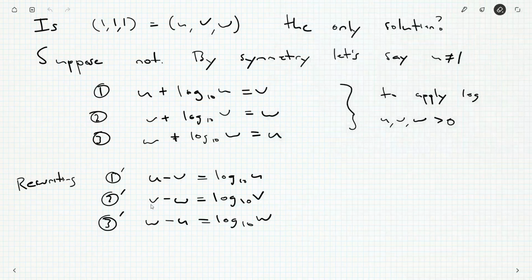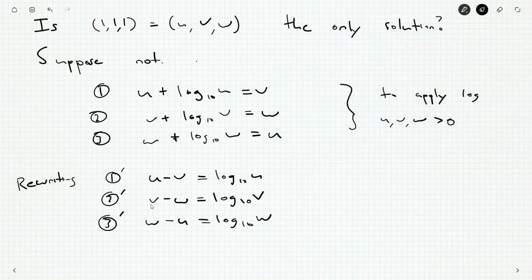Okay. So here we're in the writing up stage. I'm trying to be as elegant and as simple as possible. So I'm not going to say by symmetry. Okay, so I know that each of these numbers is greater than 0.